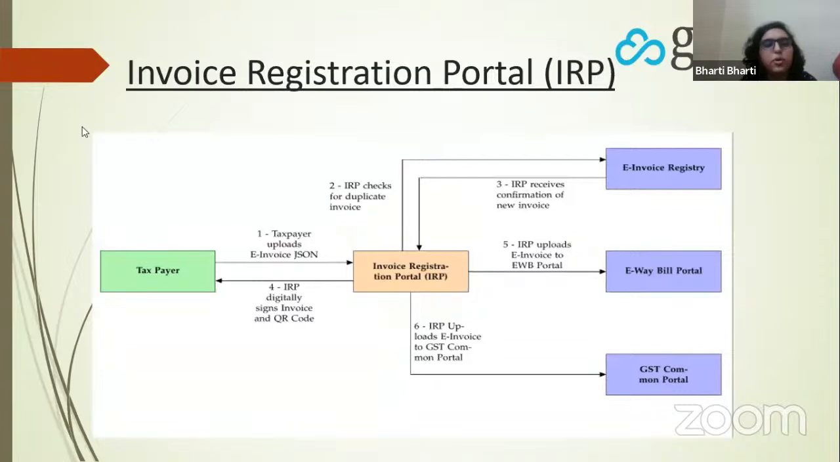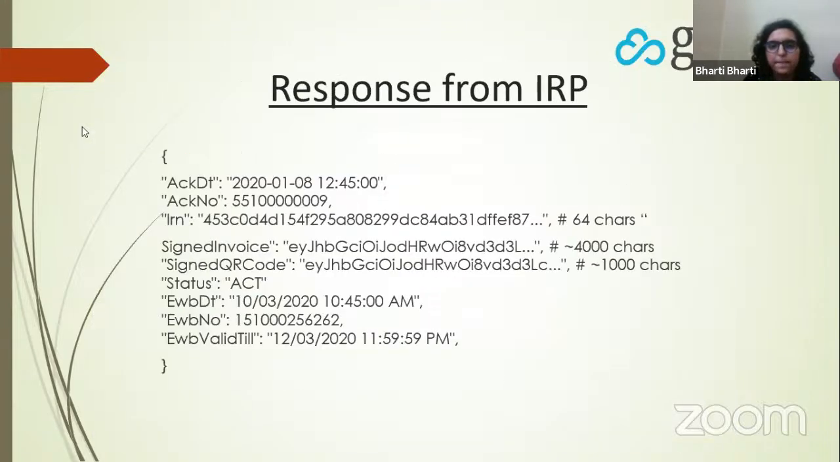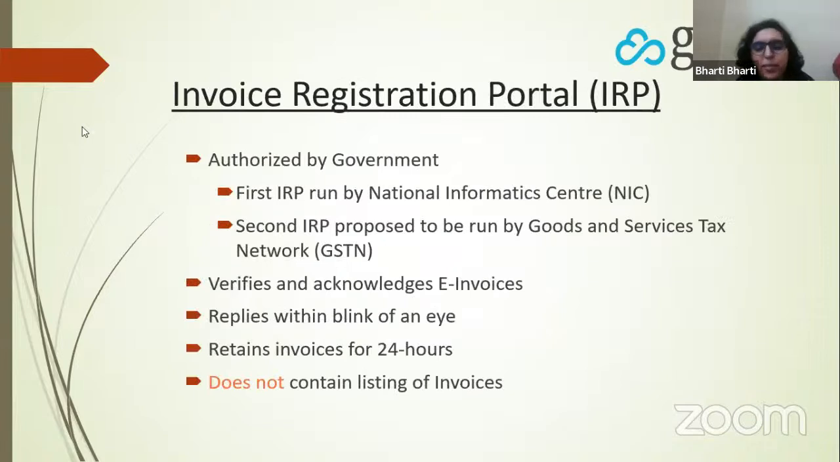So the second important term is invoice registration portal, so IRP. The taxpayer sends the data to IRP for creation of e-invoice. The data is sent in the form of a JSON. From there, if e-waybill is also generated, it goes to the e-waybill portal and goes to the GST common portal in GSTR1. The IRP sends back the response for an e-invoice in the form of QR code and signed e-invoice JSON. Okay. So it is run by NIC.